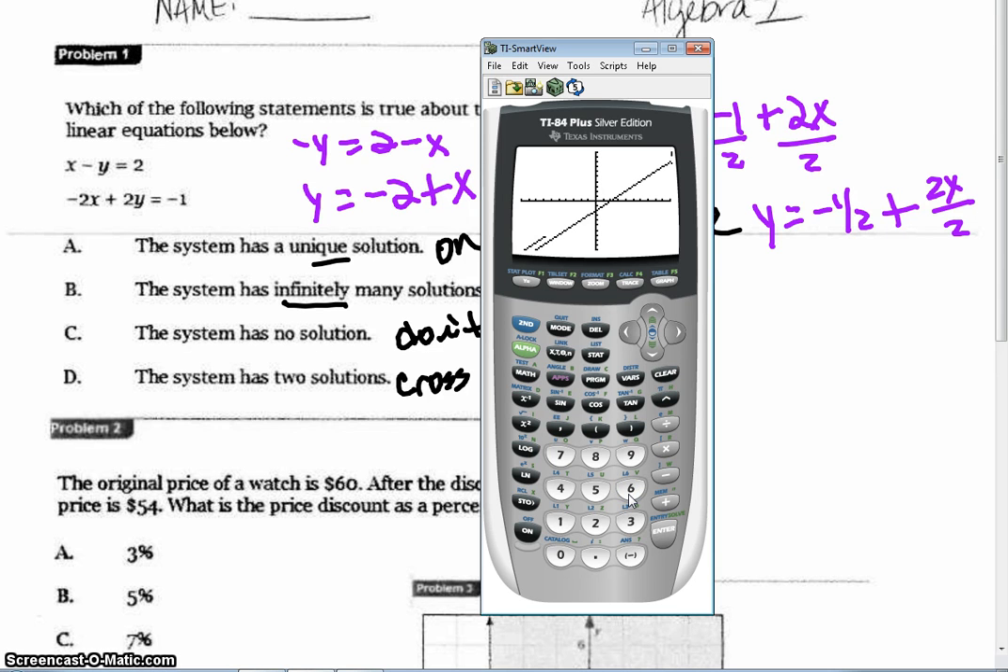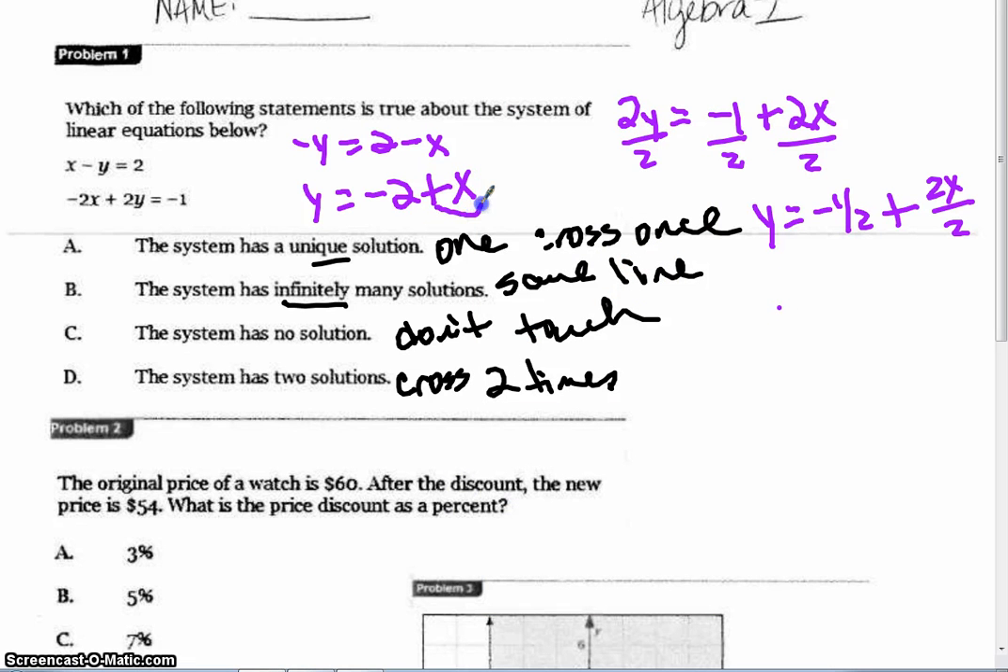There's one line. There's the other line. They look like they are never going to touch. They look parallel. So if they're parallel, check your slope. That's a 1. 2 over 2 is a 1. That's the same. They are parallel. They don't touch. Therefore, there is no solution.